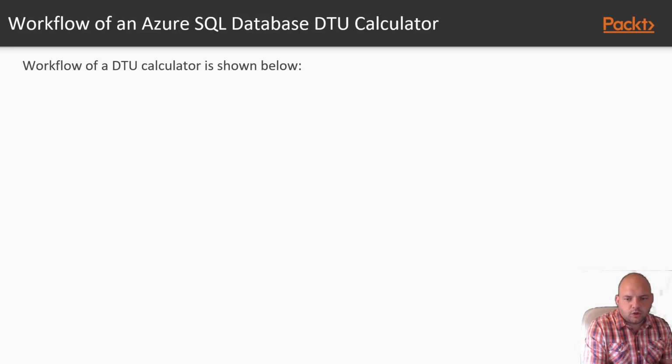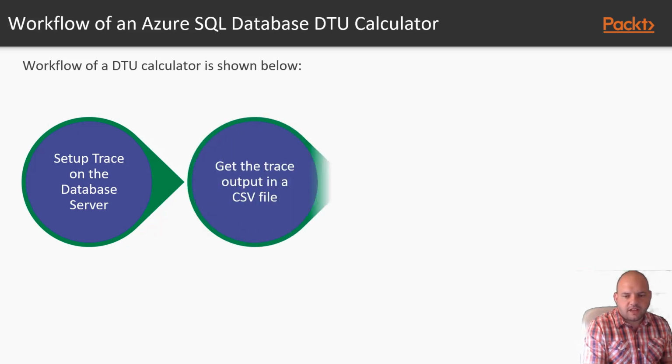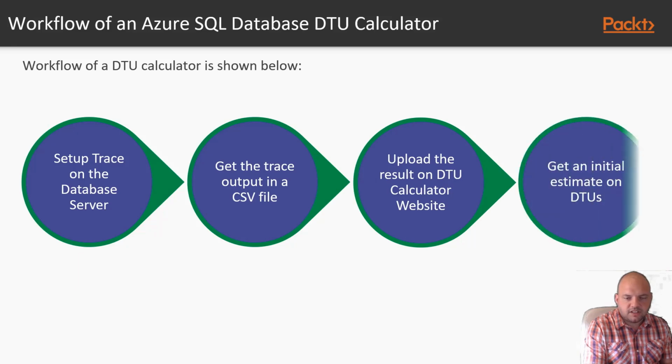So let's have a look at the workflow for the database calculator. What do we need to do to use this calculator? We need to set up a trace on the database server, get the trace output in a CSV file, upload the result on the DTU calculator website, and then we'll get an initial estimate of the DTUs we need for our workload.